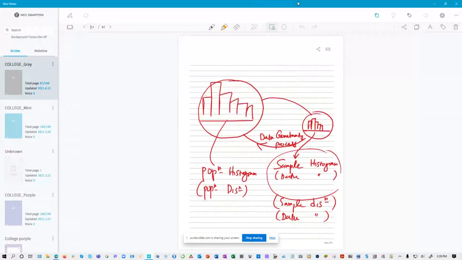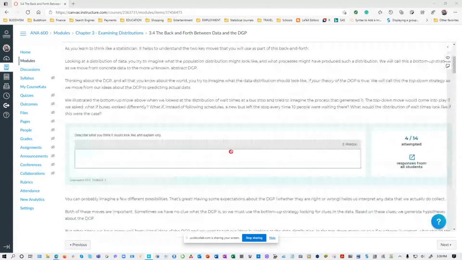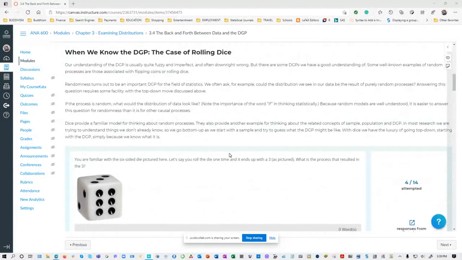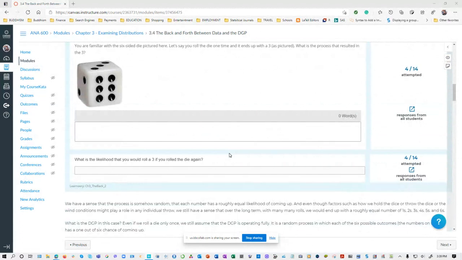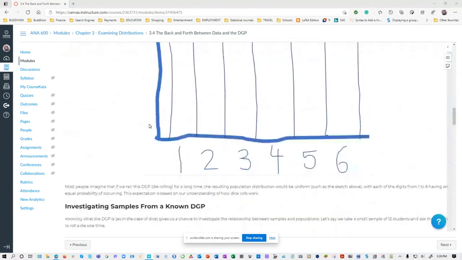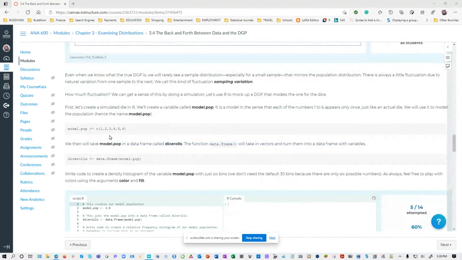See, later on, we were in the middle of section 3.4. We were talking about how we're gonna go back and forth between the DGP and the population. In another way, that's called the population and the sample. Okay, let's say, see the way they have done over here, you're gonna roll a die. When you roll a die, we can pick one number at a time. If you roll a die, you know what numbers you can have in your population. That's why we're gonna call that one the population.